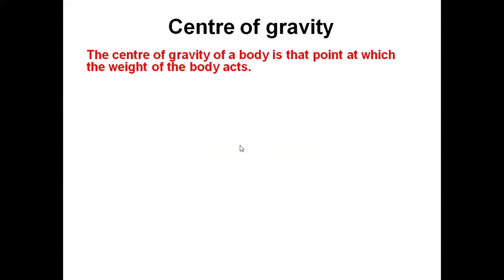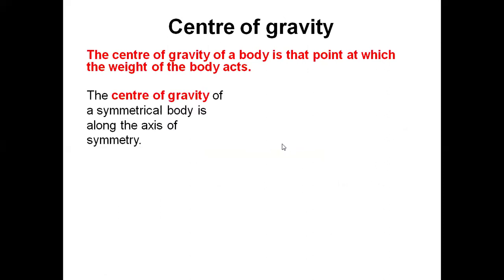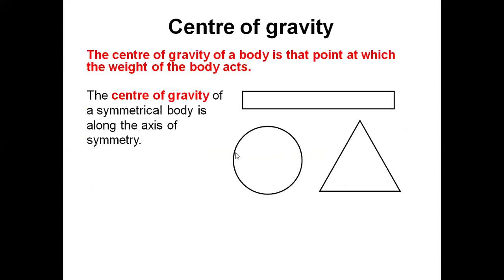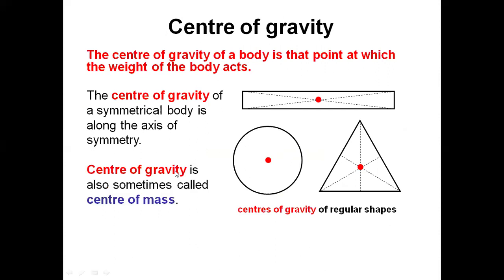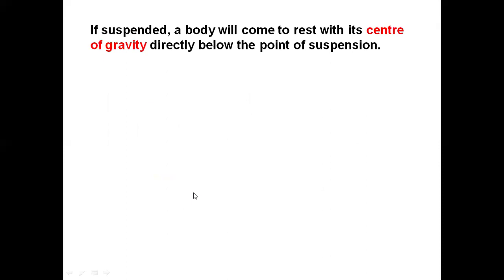In the same way, we need to recall the definition of center of gravity: the point where the entire weight of the body appears to be acting. And the center of gravity of a symmetrically shaped body is usually at the center of the body. Like here, the rod, the circle, and the triangle are shown, and their center of gravity will lie in the middle of the body. Sometimes we call it center of mass, but the definition of center of mass is a bit different. In the case of center of mass, the more concentration of the mass is present at that point.